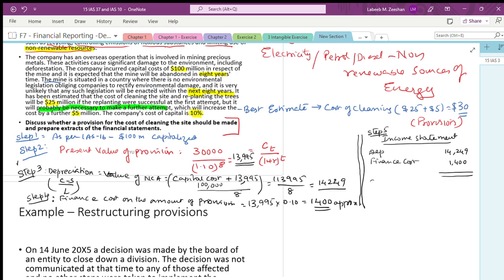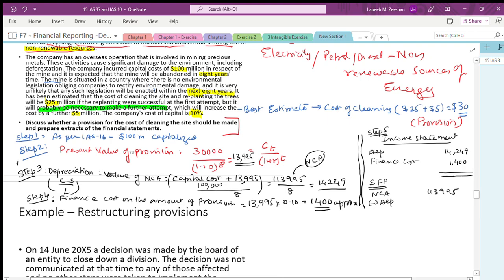Next, statement of financial position. How much are the non-current assets you are having? This is the value of non-current assets. Non-current assets is 113,995. In that we have calculated depreciation also.